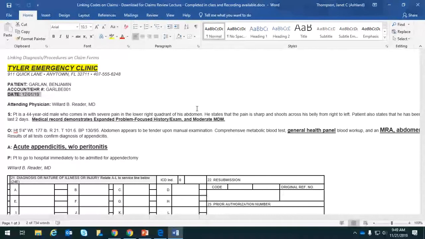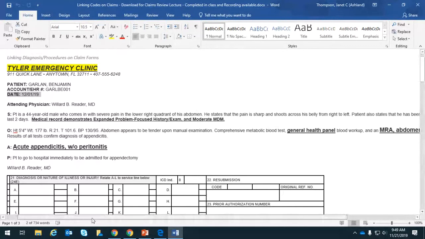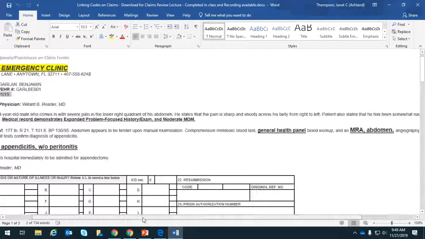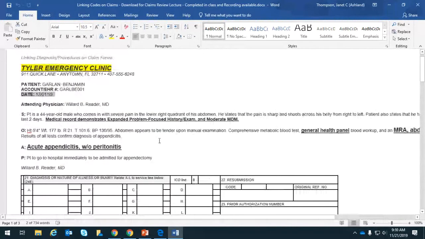So we are going to get to our E&M section of our CPT book, looking for this procedure. And also, we had a general health panel and an MRA, magnetic resonance angiography of the abdomen. So I'm highlighting specifically what you're going to look for to code. That's why these are highlighted, bolded, and underlined. And that was in the objective portion, so that's part of the exam the physician was performing to treat this patient.